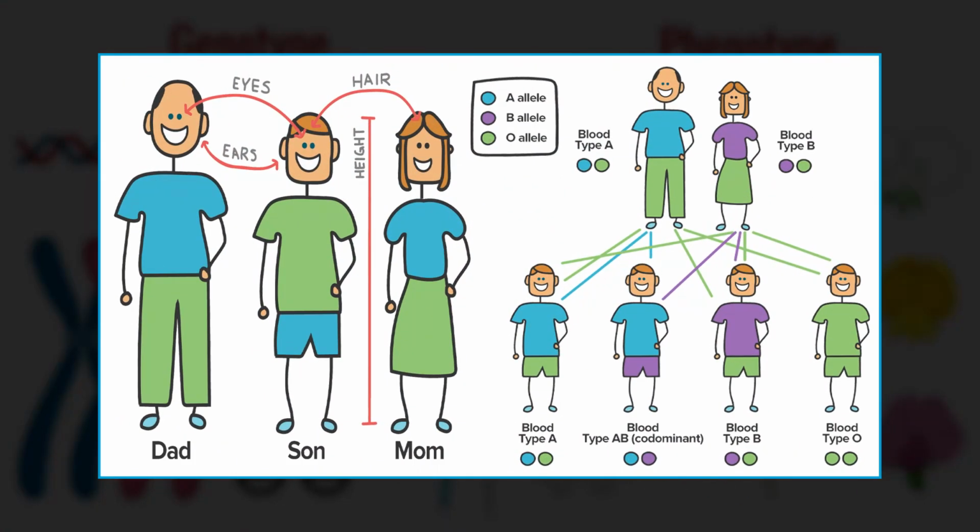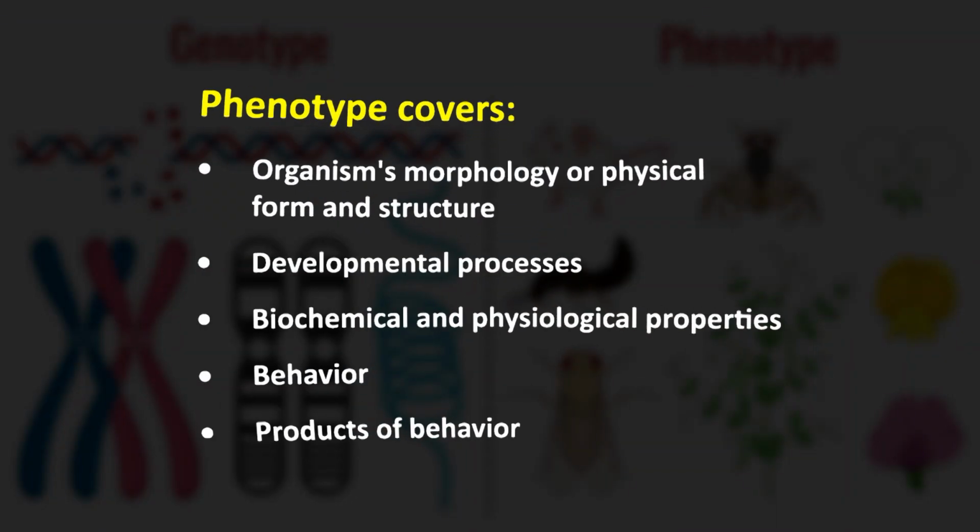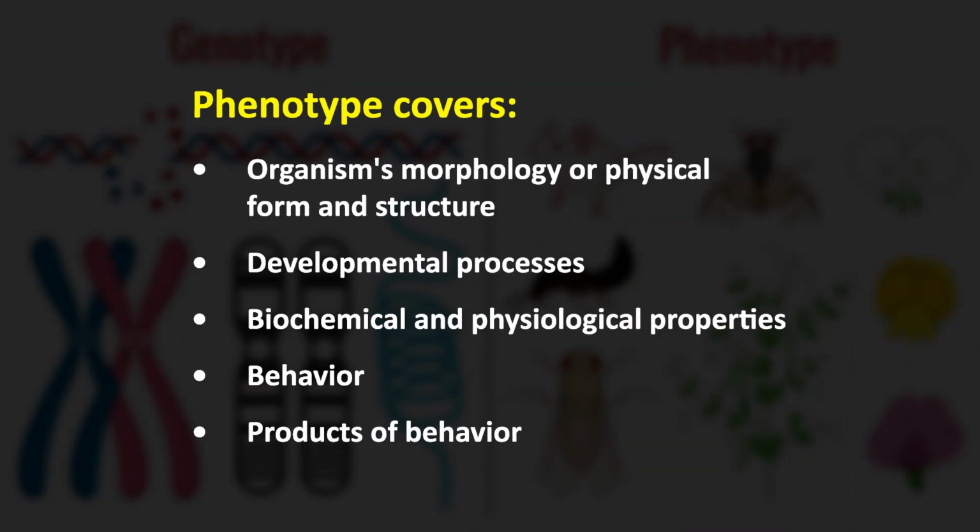Phenotype, on the other hand, refers to an individual's observable traits such as height, eye color, and blood type. A person's phenotype is determined by both their genomic makeup, that is the genotype, and environmental factors. In genetics, the phenotype is the set of observable characteristics or traits of an organism. The term covers the organism's morphology or physiological form and structure, its developmental processes, its biochemical and physiological properties, its behavior, and the products of behavior.